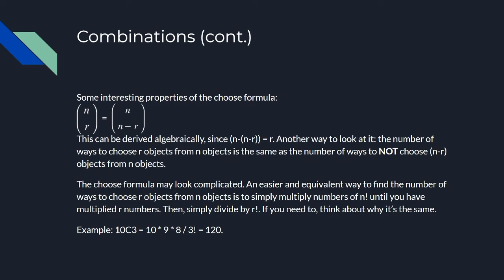And the choose formula might look complicated, right? So an easier and equivalent way to find the number of ways to choose r from n is to just multiply numbers from n downward until you have multiplied r numbers. Then simply divide by r factorial. If you need to, think about why it's the same. For example, we have 10 choose 3. That's just 10 times 9 times 8. So we've reached 3 numbers, so we stop. And then we divide by 3 factorial. So that's 120.